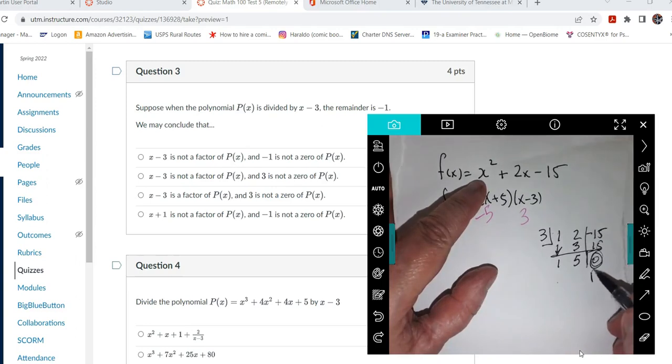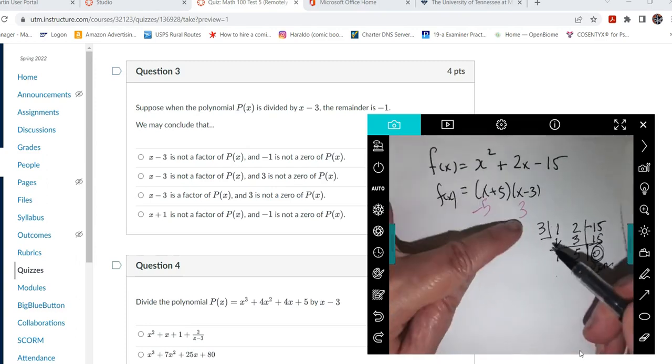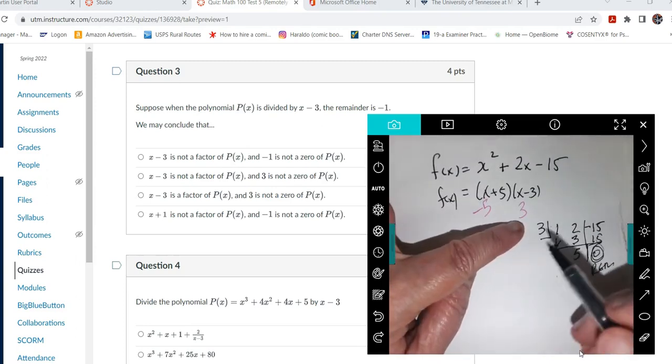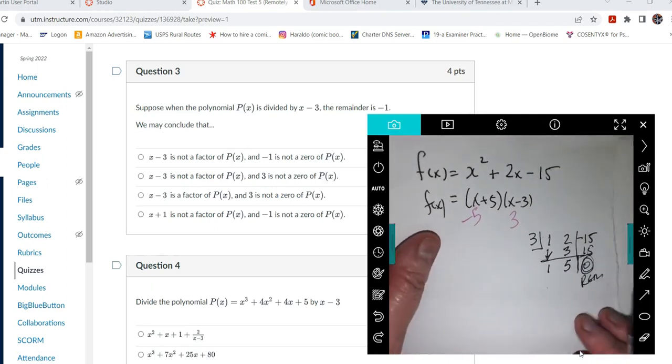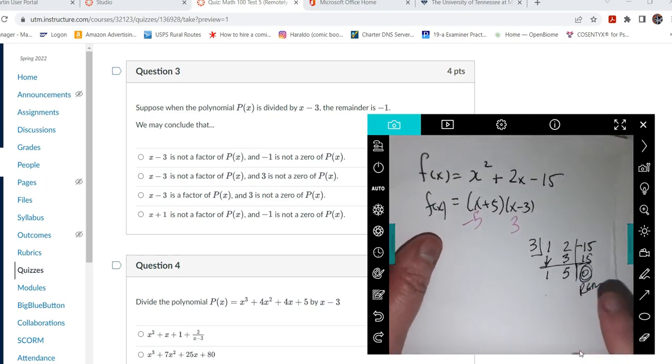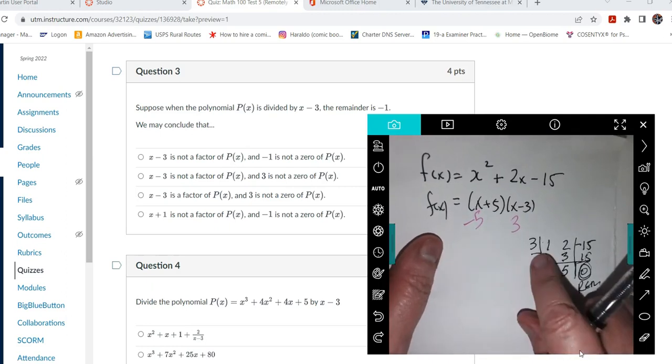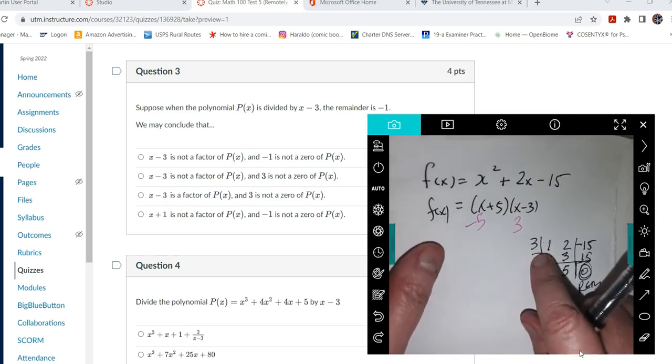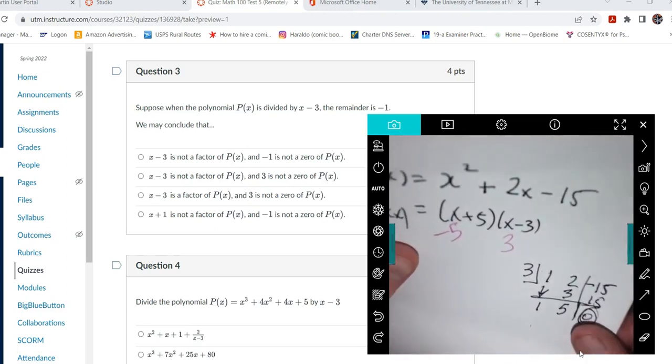So if the remainder is 0, then the number in the box is a 0, and x minus the number in the box is a factor. If the remainder is not 0, as we've seen on the previous two examples, the number in the box is not a 0, and x minus the number in the box is not a factor.